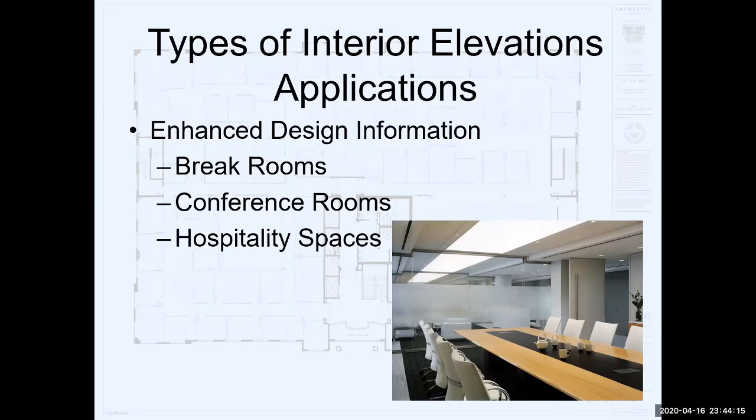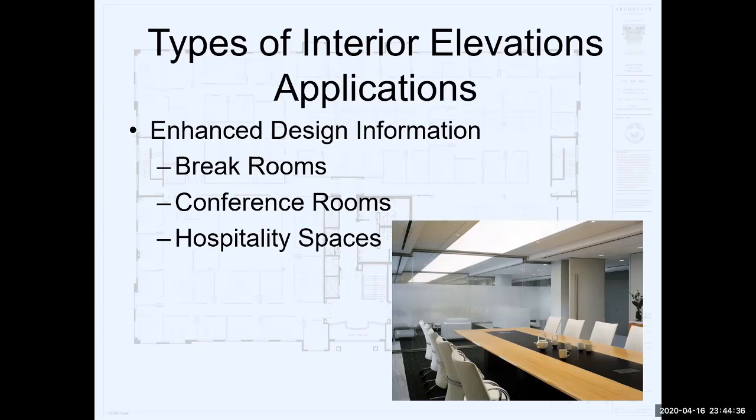Now, as we look at, say, break rooms, we have banks of cabinets, we have the interface of appliances, and we have requirements for both electrical and plumbing. So all these pieces start to merge, not just from the plan view, but from these elevations.